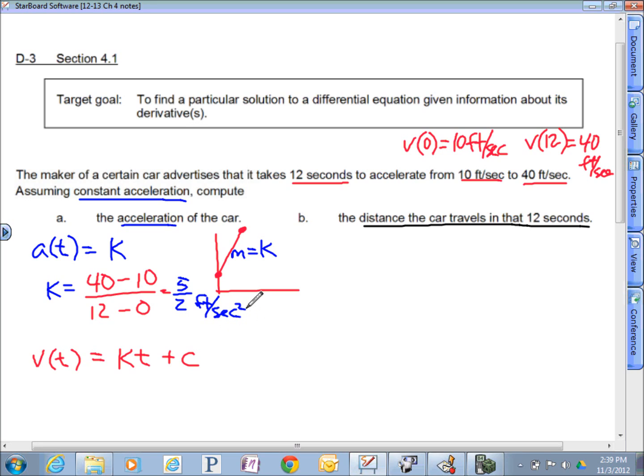So we found our acceleration. So here it is. We came up with this acceleration. It's right here. We've got it. So then ultimately our velocity function is going to be 5/2 times t plus my C.